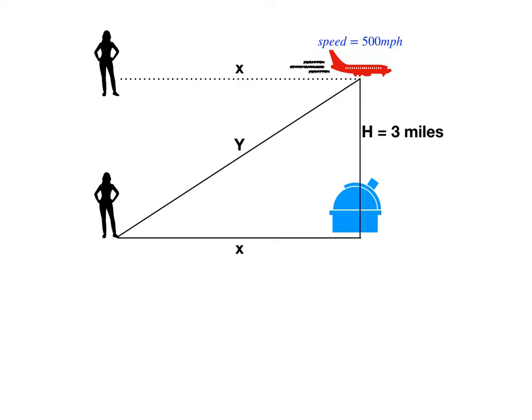So using the fact that the speed of the airplane moving away from you is 500 miles per hour, that implies that the rate of change of the distance x in terms of time is also 500 miles per hour. The rate of change of x in terms of t is the same as the speed of the airplane.